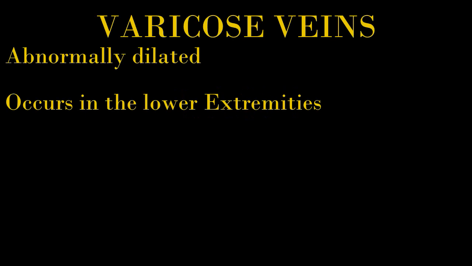So this is the last venous disorder in our presentation: the varicose veins. The varicose veins are abnormally dilated, tortuous, superficial veins caused by incompetent venous valves. Most commonly, this condition occurs in the lower extremities, the saphenous veins, or the lower trunk, but it can occur elsewhere in the body, such as the esophagus.